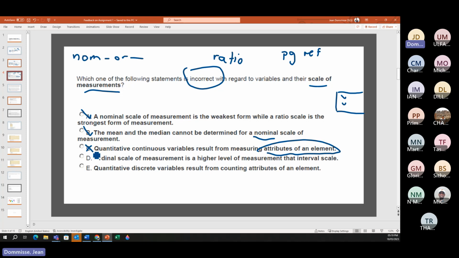Do you agree with me? Okay. Ordinal scale of measurement is higher level of measurement than interval. So that one is also going to be wrong. Nominal, ordinal, then it's going to be interval, and then it is going to be ratio. So that one is actually also incorrect.